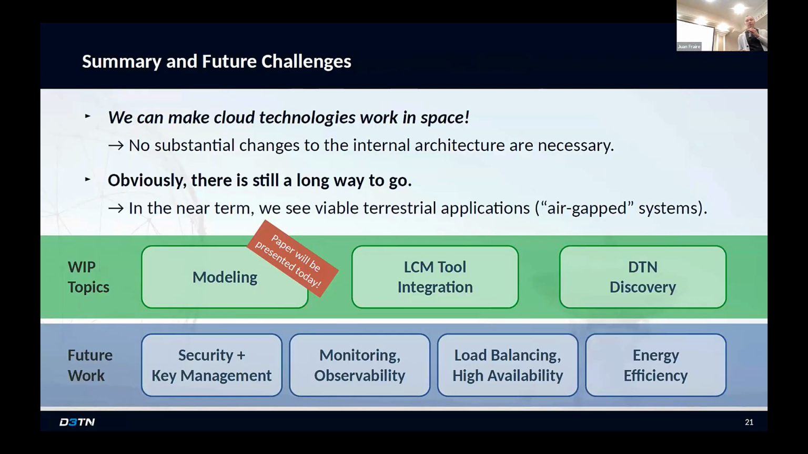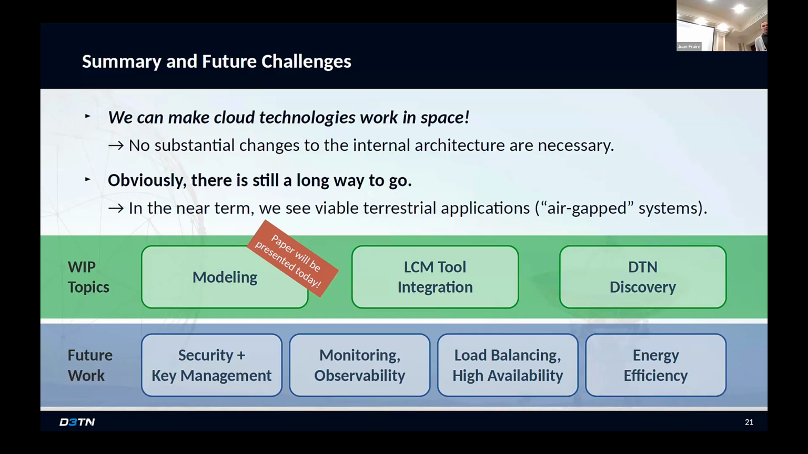And yeah, based on that, we can say, in general, we can make cloud technologies work in space. We can do that without substantial changes to the internal workings of the technologies, which was very important to us. But yeah, obviously there is still a long way to go. Still a lot of topics. Some of them are listed below that we have to somehow tackle. In the near term, we see some valuable applications also on Earth in this domain of air-gapped systems. But yeah, in the long run, I think it will become a viable tool to have also these cloud-native technologies be ready to be used in future space missions.